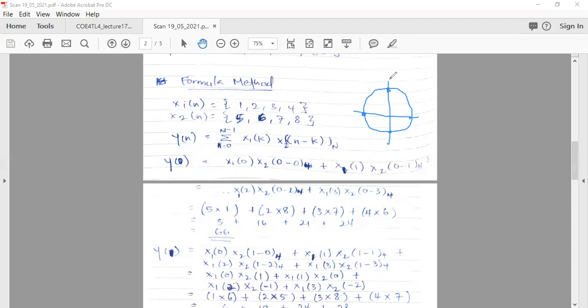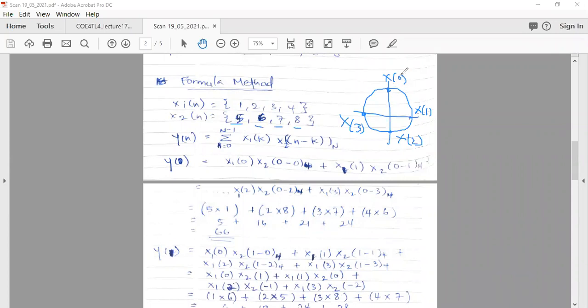So the first one is my x of 0. The next will be x of 1. The next is x of 2. And then this point is x of 3, if I'm going clockwise, or in the forward direction. So x of 0 is my first point, x of 1 is my second point, this is my third point, and this is my fourth point. So it is basically going clockwise.